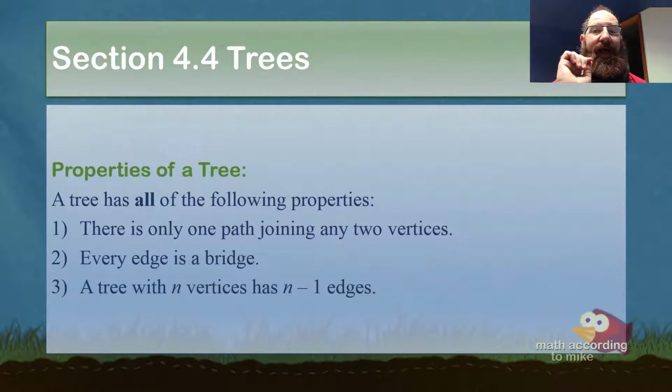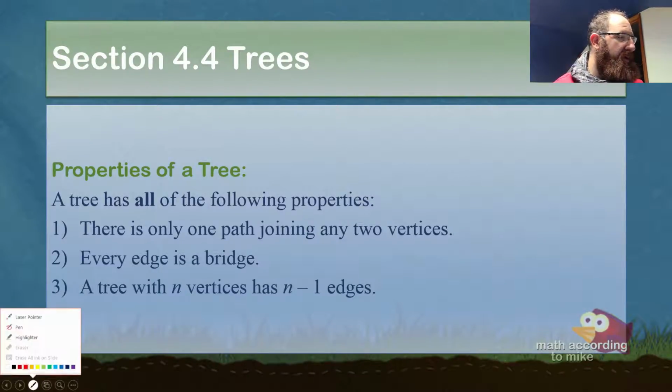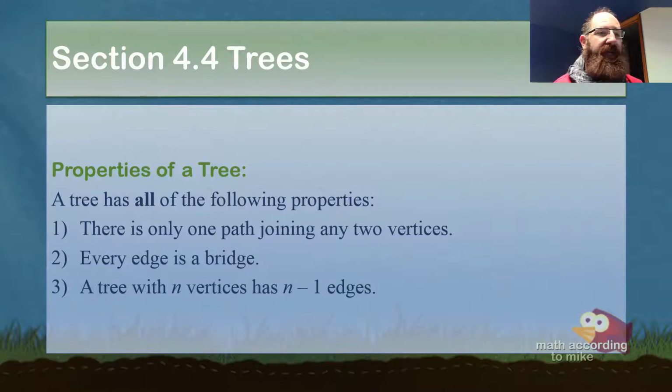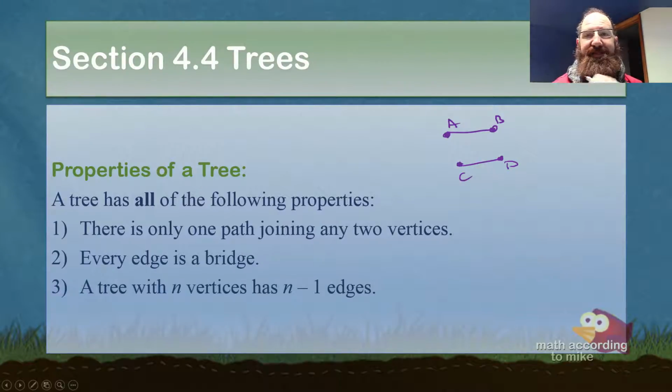So don't list one of these specifically and call it a tree. For instance, number 2 there, every edge is a bridge. If I said, what is a tree? And you said every edge is a bridge, well, that's not correct. Because, for instance, I could draw this guy as my graph. Well, every edge is a bridge, but is that connected? Nope. So saying just number 2 is not sufficient.